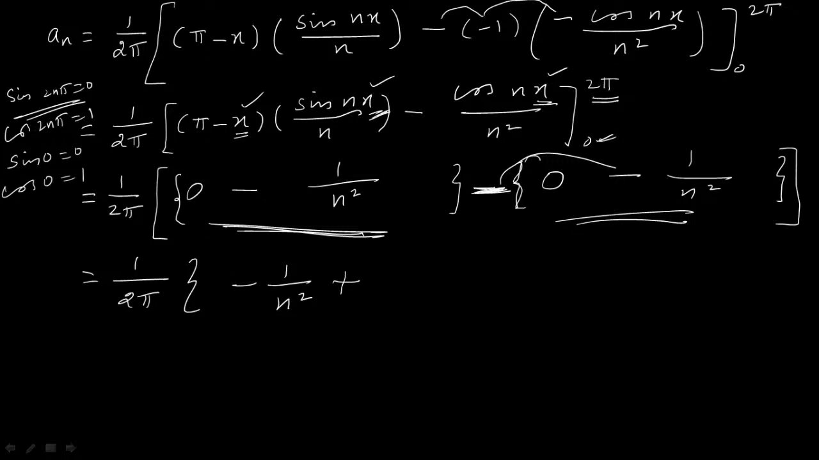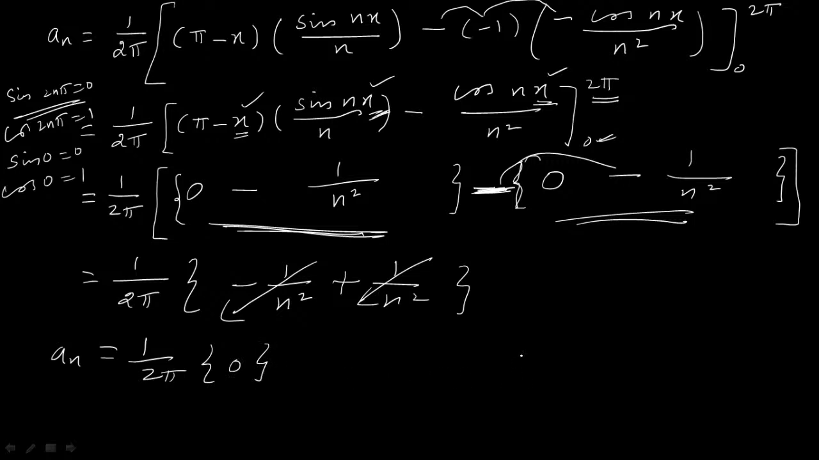Some of the students make mistakes at this point. They leave this minus and make it positive, whereas here you have a minus term, so the value changes. So plus 1 by n square. Here minus and minus becomes plus. So these two terms get cancelled. So 1 by 2 pi of 0. The product of any value with 0 is 0 itself. So your a n value here we have obtained as 0. Next we calculate Bn.